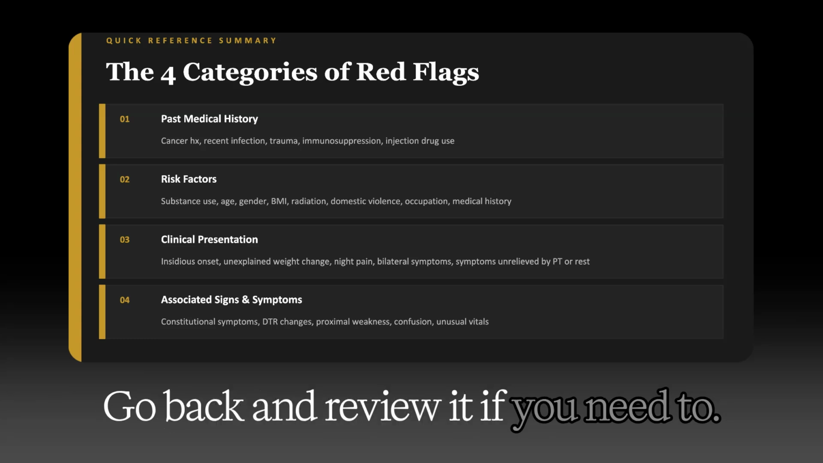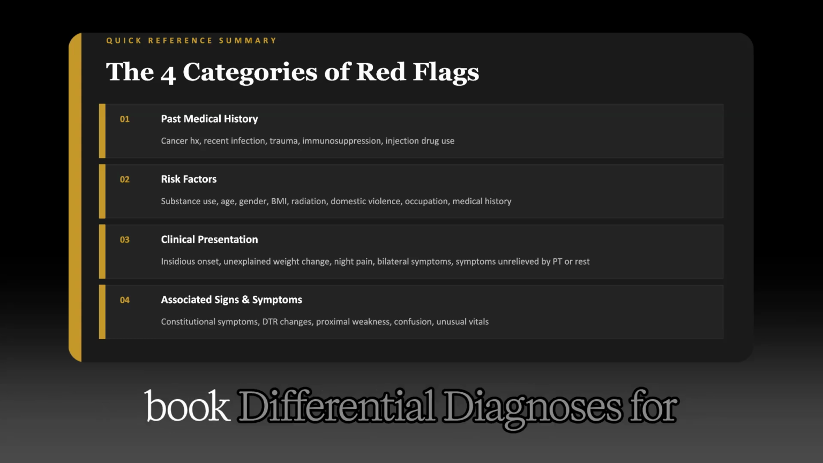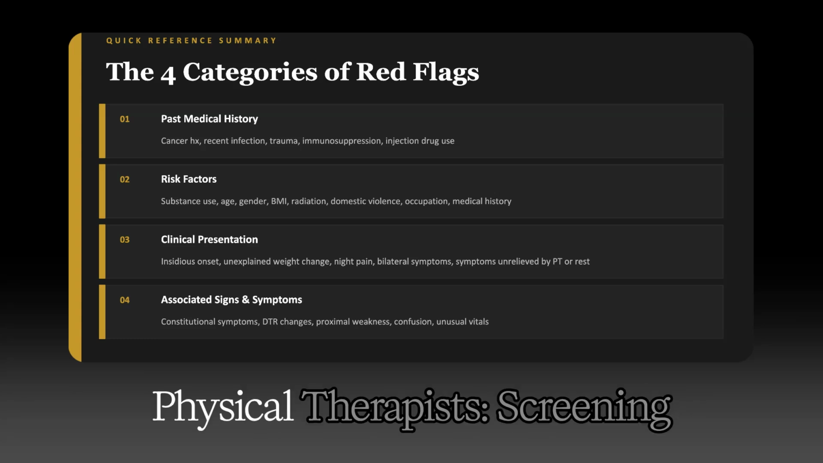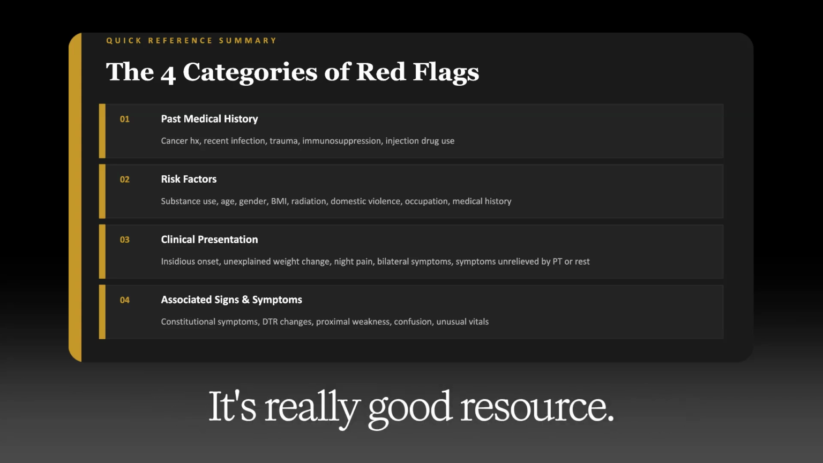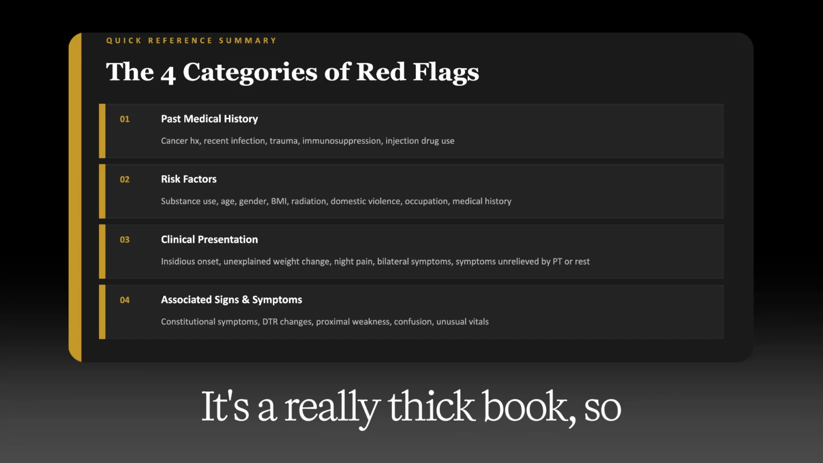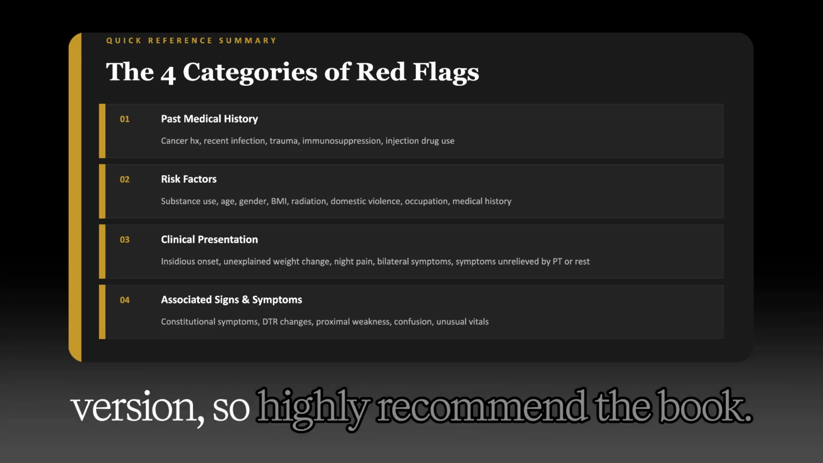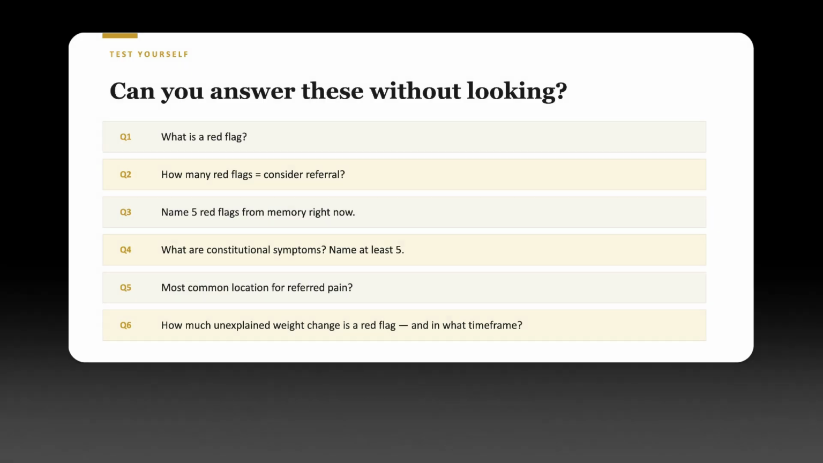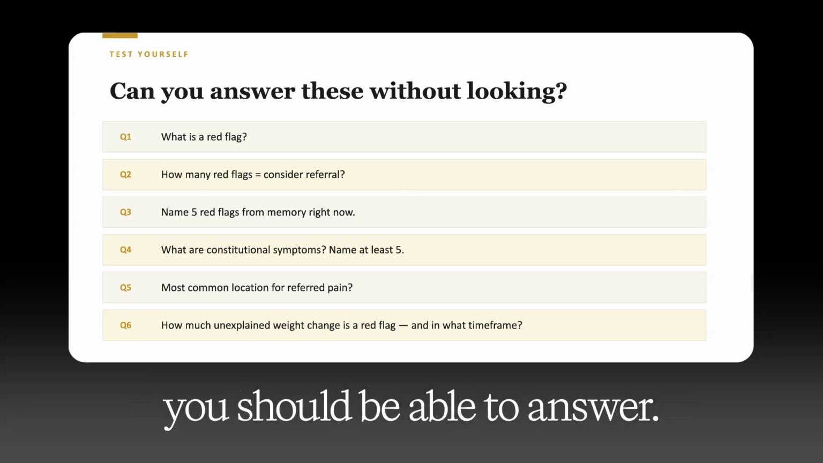Go back and review it if you need to. But a lot of this comes from the book Differential Diagnoses for Physical Therapists, Screening for Referral by Goodman and Snyder. It's a really good resource. It's a really thick book, so good to have on hand. This is just kind of the abbreviated version. So I highly recommend the book. It's really good. Now, if you were paying attention, these are the questions you should be able to answer.